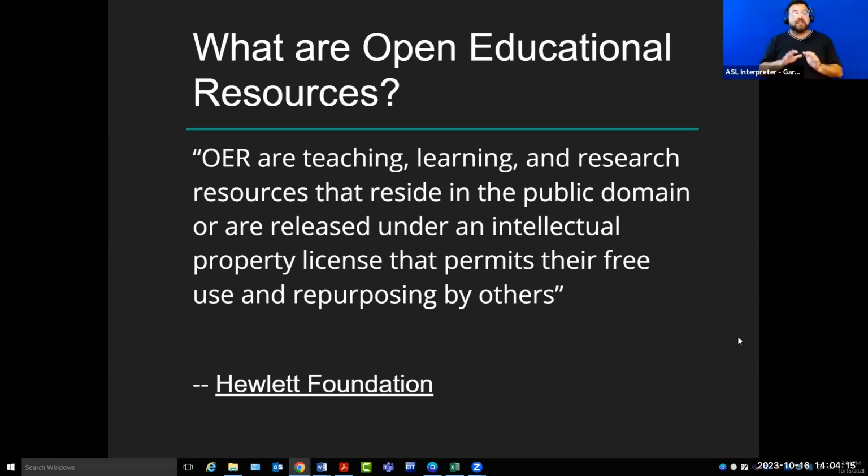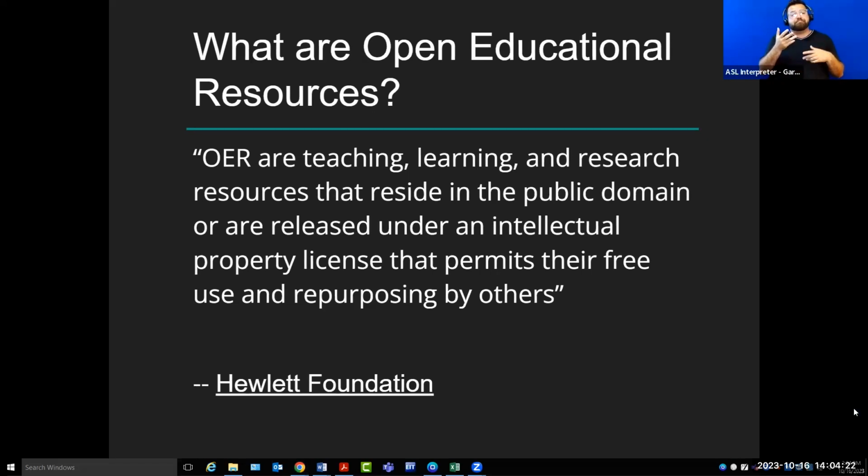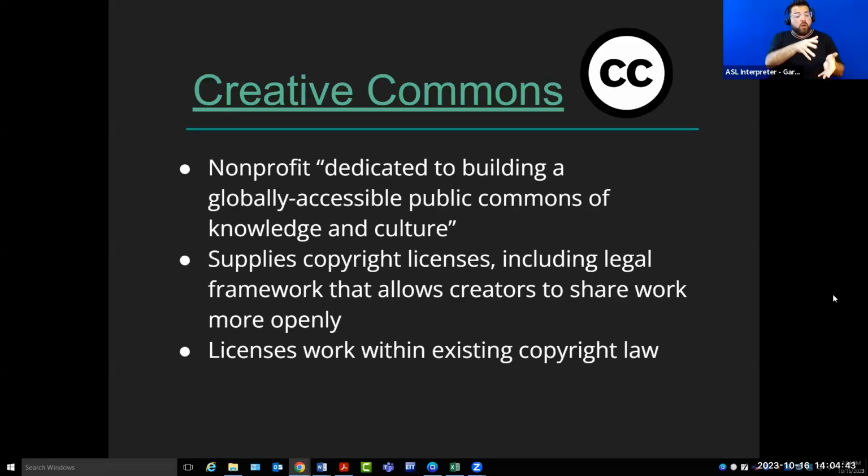Okay, so let's start off here with the definition of open educational resources. Just so we're all on the same page, open educational resources are teaching, learning, and research resources that reside in the public domain or are released under an intellectual property license that permits their free use and repurposing by others. And they are sources that have what's called a Creative Commons license on them.